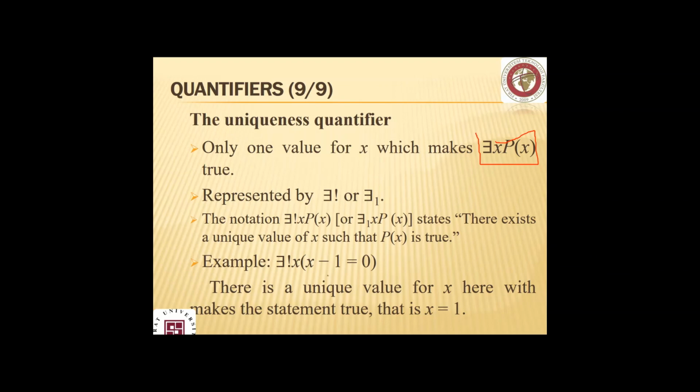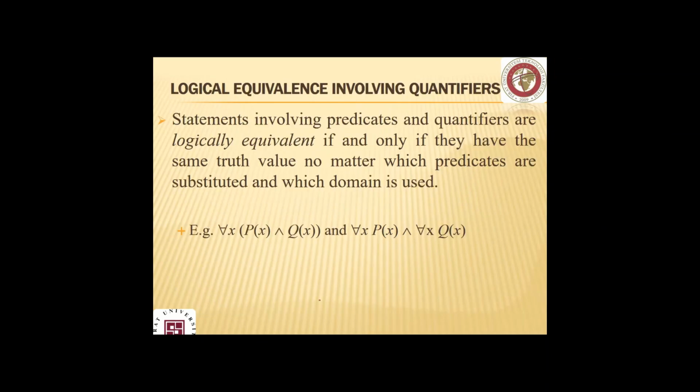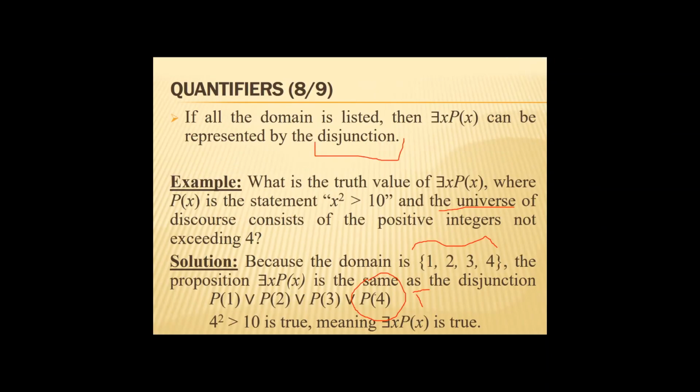Look at this example. There exists only one value for x such that x minus 1 is equal to 0. That's for sure. Why? Because x in this case equals 1. There is no other value in real numbers that will satisfy this equation. All right. If you find such a thing, only one value like this, this is also uniqueness. There exists only one value in this case. So if I put this one, 1, it also applies. Okay.